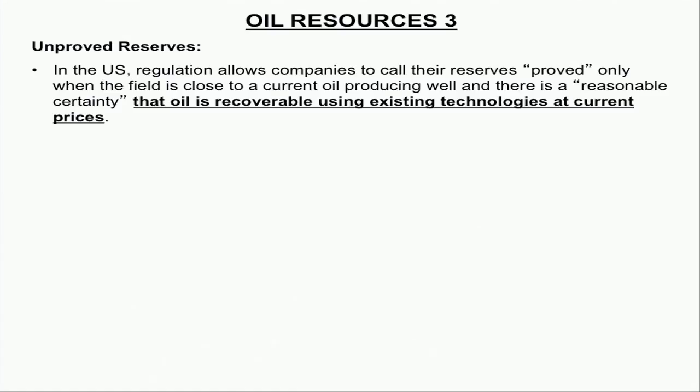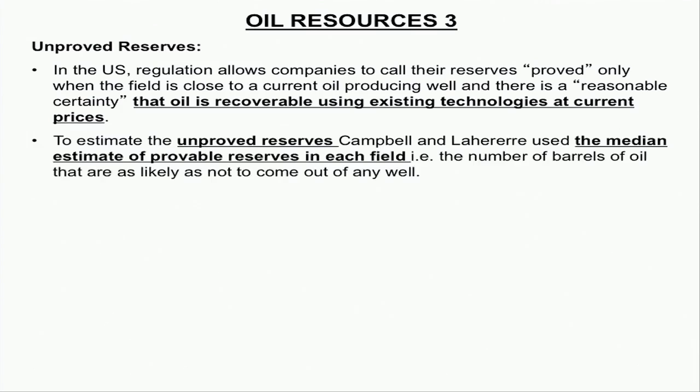So, let's move on. In the United States, for example, there is actually a strict legal definition about what you can call a reserve as being proved. It's only proved when the oil is very close to current oil-producing wells, and there is what they say a reasonable certainty that the oil that's recoverable from that well can be extracted using existing technology and at current prices. That's obviously to make sure that they don't bias any market values.